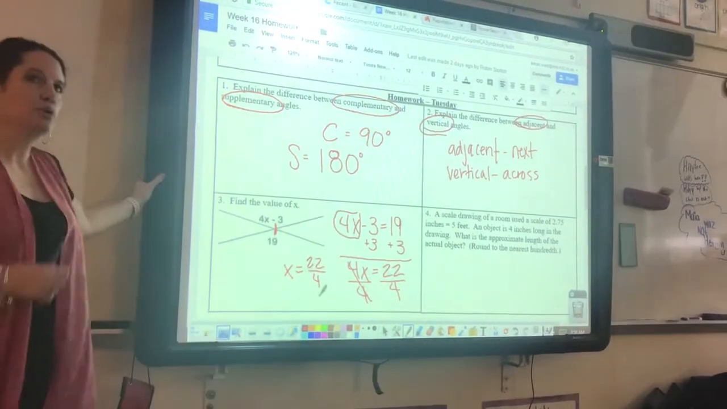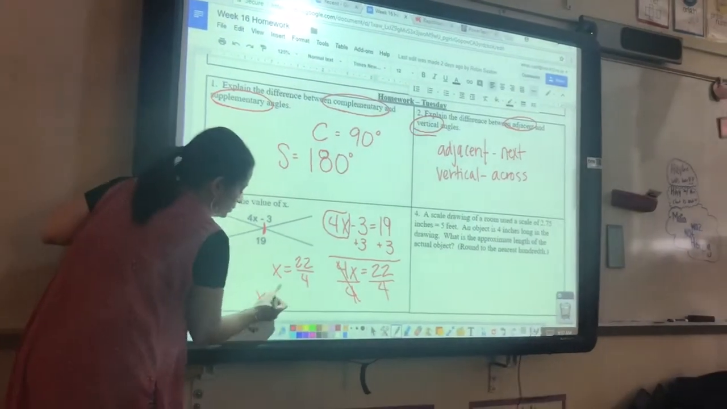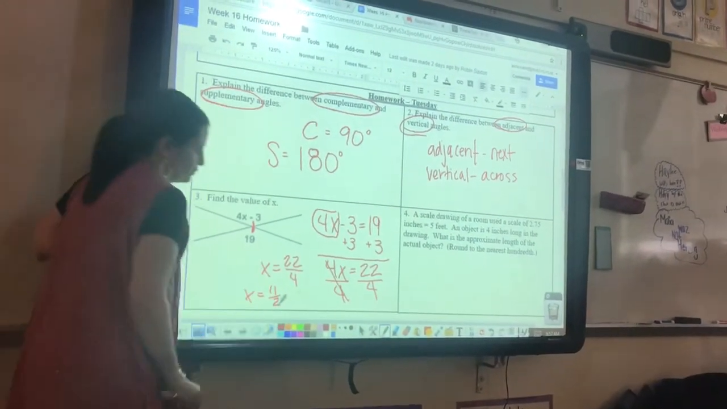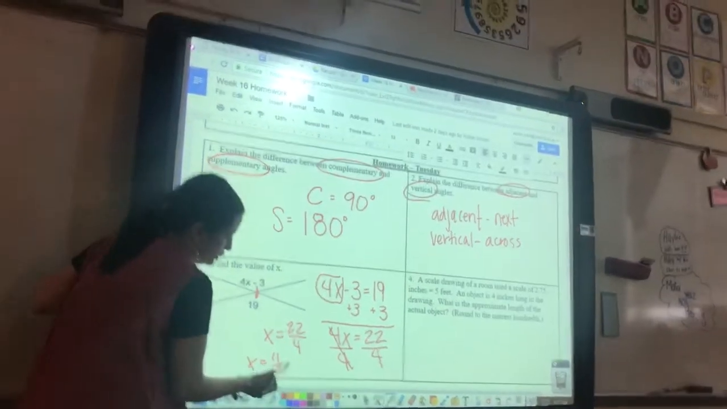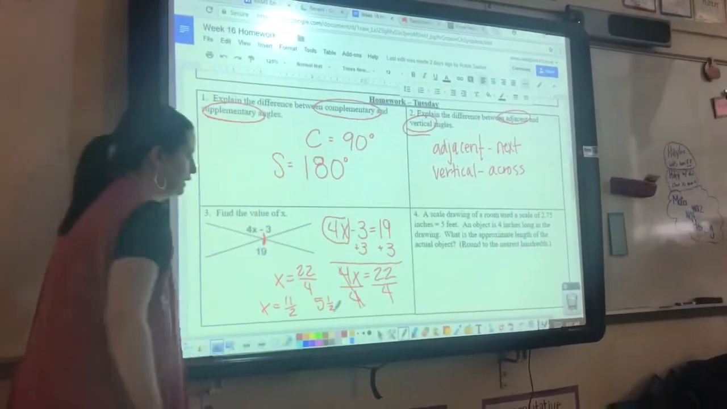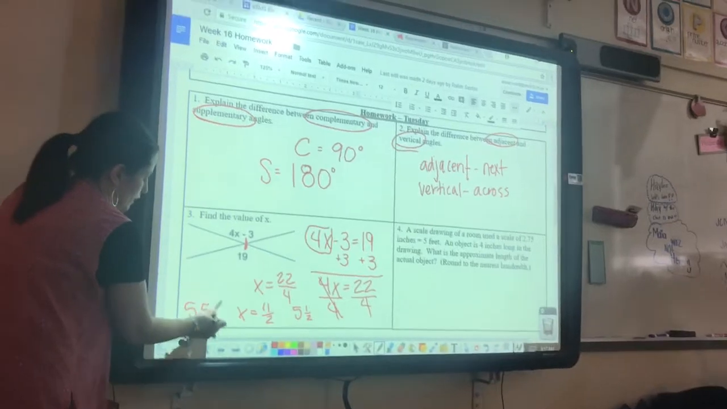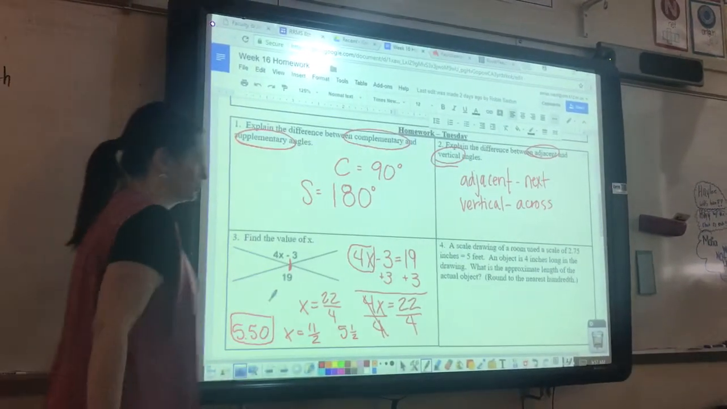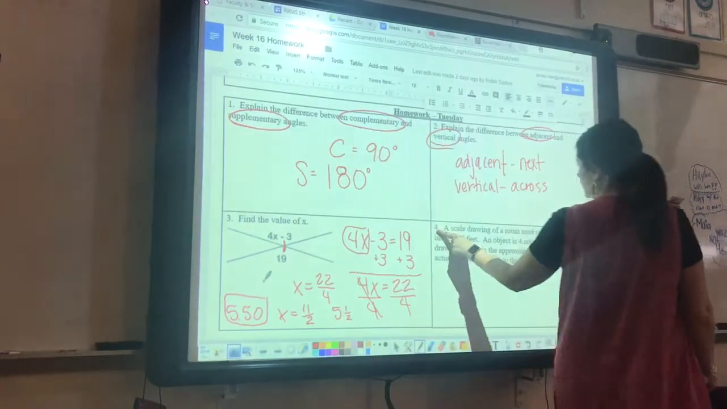Now I can do several things here. I could simplify to x equals 11 over 2. I could also put this into a mixed number. x could also be equal to 5 1/2, or it could be equal to 5.50. Any of those are acceptable answers for x. Okay? Now, let's go ahead and move over to number 4.